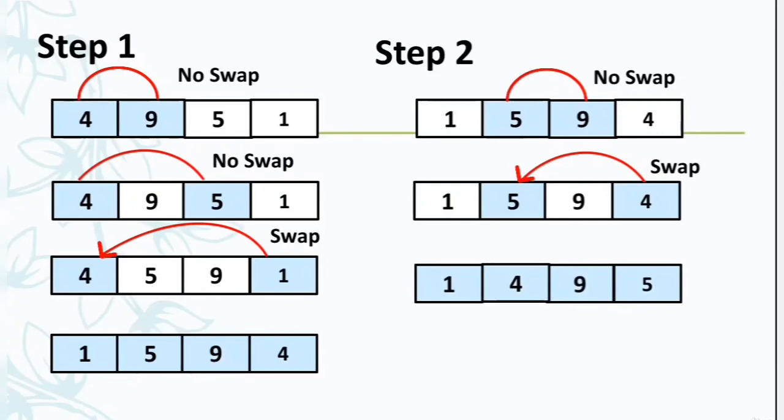Now in this case 1 and 4 are sorted. We can say that the 1 and 4 elements are sorted. So again we have to go for step 3.